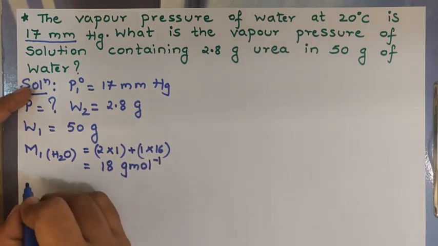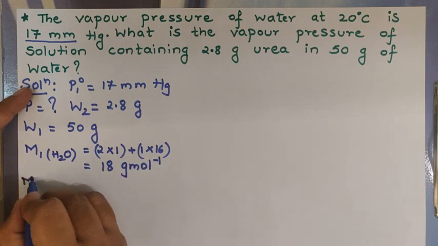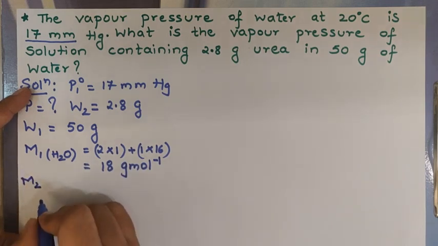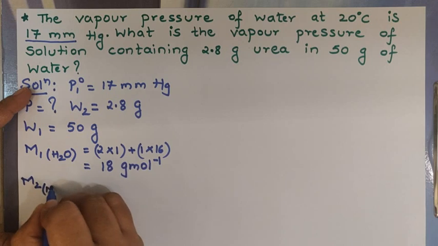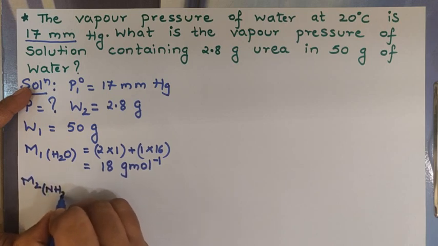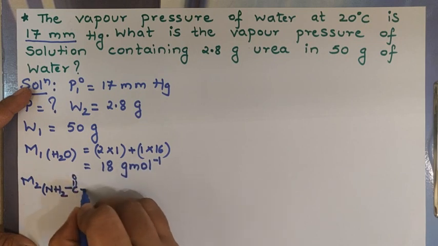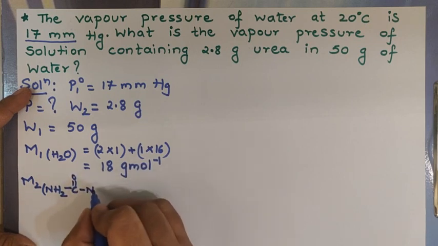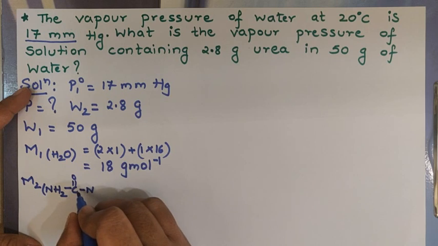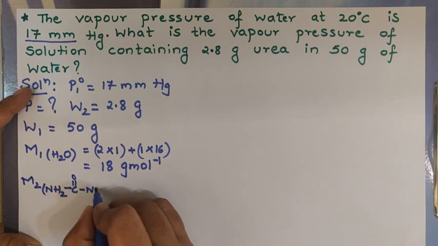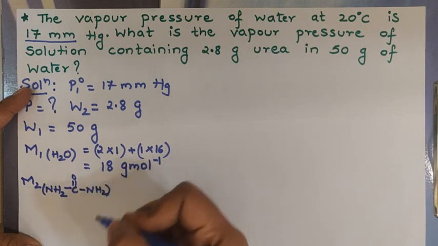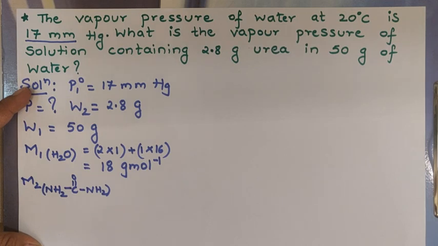Okay. Now let's go on to find out the molar mass of the solute. That's very important because you need to know the molecular formula or the linear structure of urea. Here I am writing down the linear structure actually. NH2 single bond CO, single bond NH2. This you can also write as NH2 twice CO.